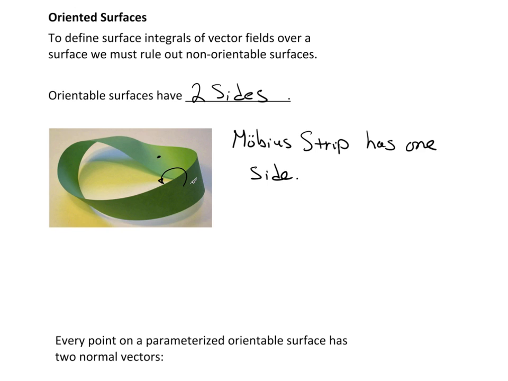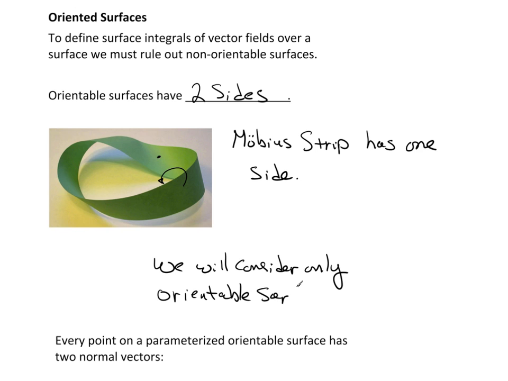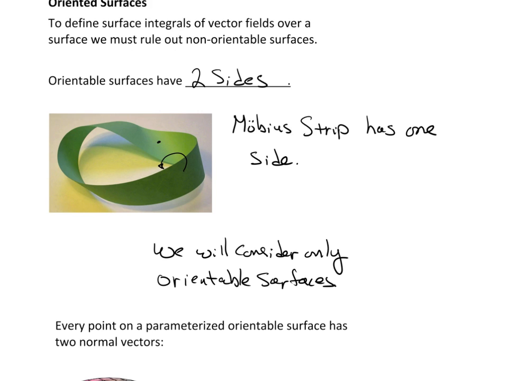So for what we do, we will consider only orientable surfaces. With an orientable surface, the idea of the top side and the bottom side of the surface holds. Here, the idea of the top side and the bottom side of this surface doesn't hold. I don't know what the top side and bottom side actually is.